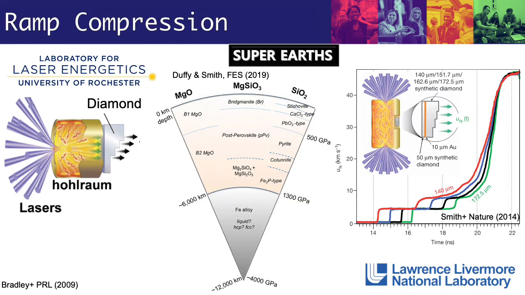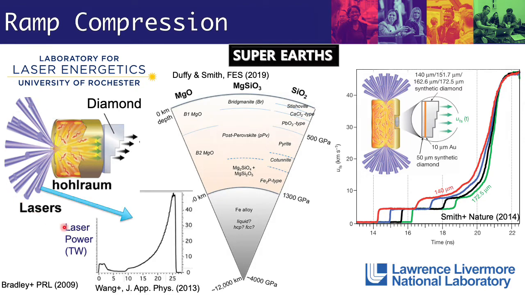So, RAM compression is a dynamic compression technique that allows us to compress materials to the extreme pressures present at the interior of exoplanets such as super-Earths. It is available at leading national laboratories such as the University of Rochester, LLE, and at Livermore National Lab. The idea behind it is to design the laser pulse in such a way that the power is ramped up, like you can see in this figure. This design allows us to compress the material without heating it as much as shock compressions do.